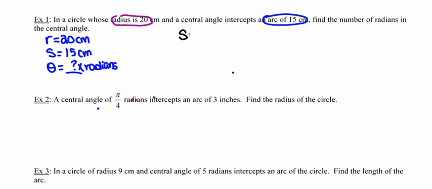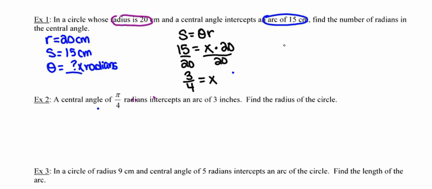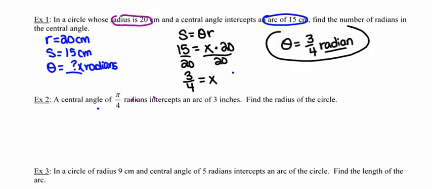My formula is SOHR. I'm going to substitute in 15 in place of S. I'm going to plug in X in place of theta. I'm going to plug in 20 in place of R. So 15 over 20, my calculator tells me is X. So X, or theta, is equal to 3/4 of a radian. And again, that radian is just a different unit of measure for measuring an angle.